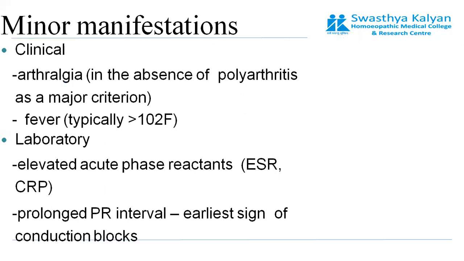These all were the major manifestations. Let us look into the minor manifestations. Clinically, arthralgia is present, in the absence of polyarthritis as a major criterion. We will also have fever, which is typically more than 102 Fahrenheit. In laboratory findings, ESR and C-reactive protein are quite elevated. We also have a prolonged PR interval, which is the earliest sign of conduction block.